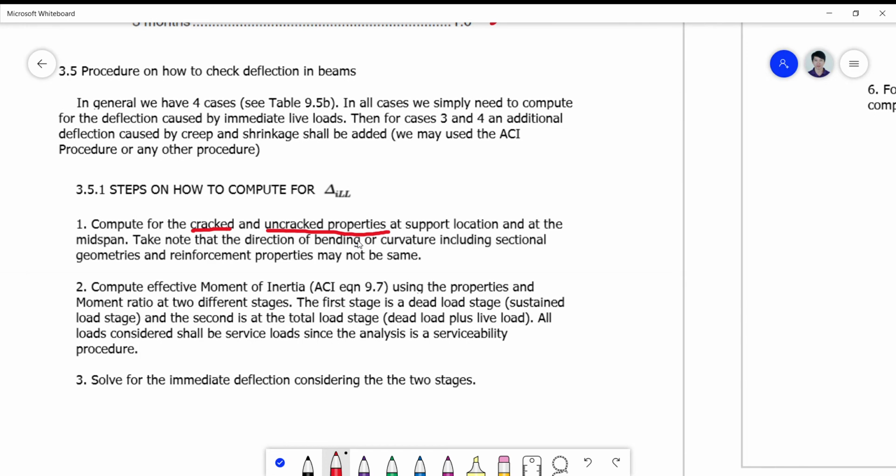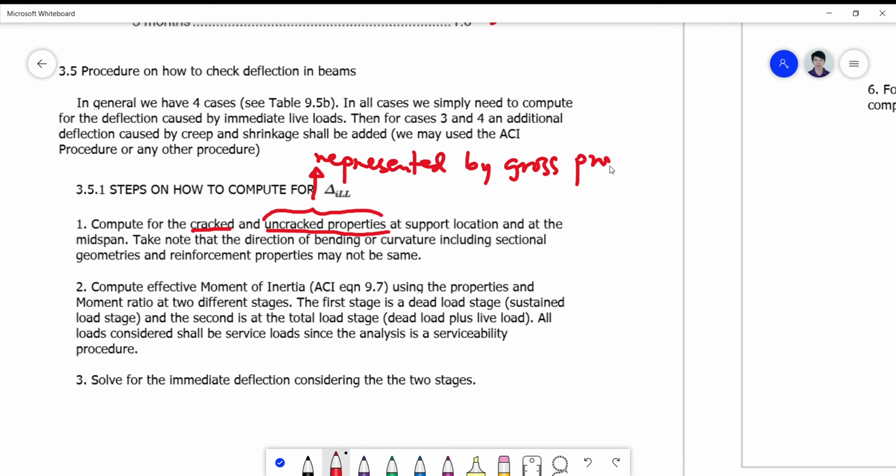Okay, at support location and at the midspan. So for the uncracked properties, sometimes we only deal with the gross. Okay, so this can be represented by the gross properties. But if you want to make a more precise solution, you can do an uncracked property solution, which is a little bit difficult, especially when you consider a T-beam.